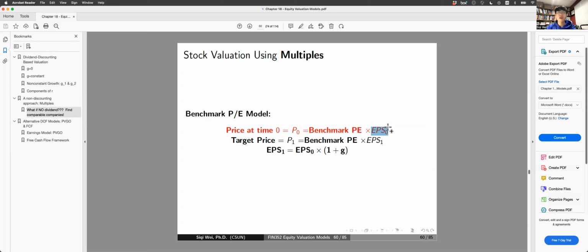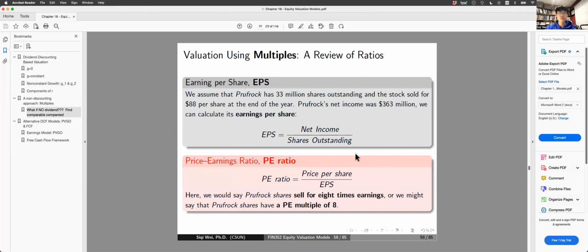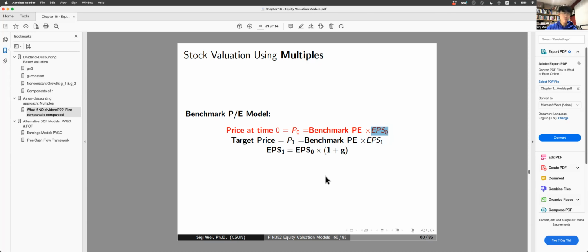Now, how do we find the benchmark PE? Well, the PE is price per share divided by EPS, so EPS times the PE ratio gives you the price per share, right? As long as we can find a benchmark PE ratio, we can establish the stock price without assuming the dividend payout. This is a fantastic approach, and we call that a market valuation.